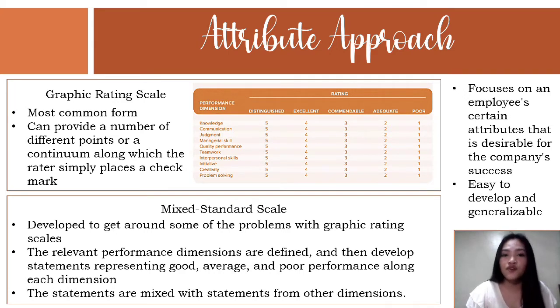The figure over here is a discrete scale. The performance dimension is given as well as the numeric value. In a continuous scale, this numeric value will be replaced by a check mark.